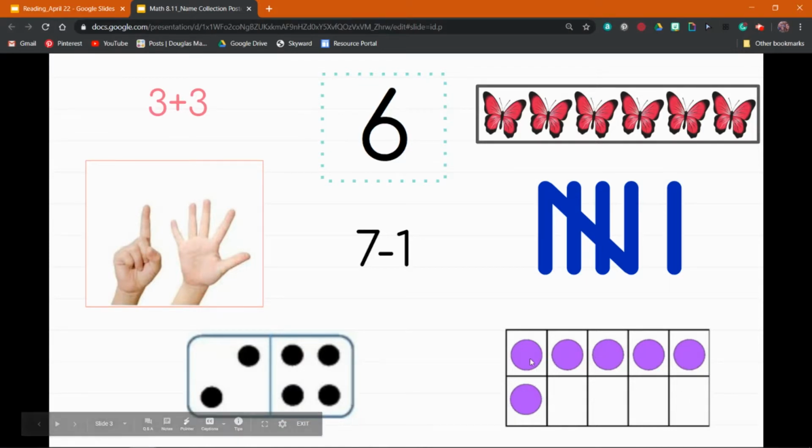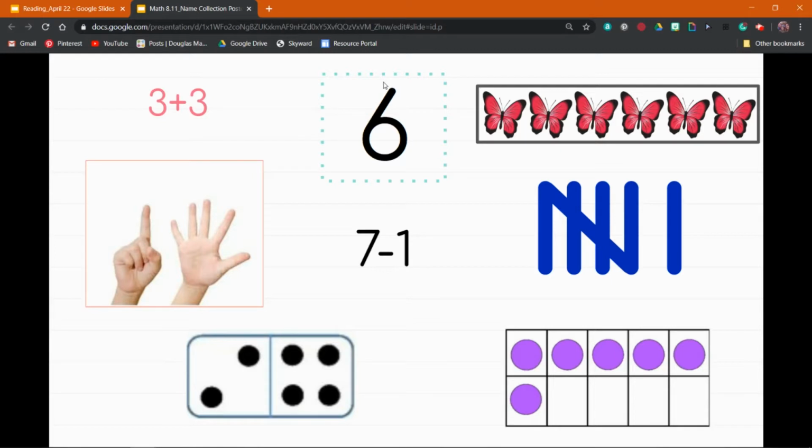Looking at the 10 frame down here with the purple dots in it, this is a 10 frame. It has 10 spaces. However, how many purple dots do you see in the 10 frame? You see 6. I also see tally marks. If I count each one of these, guess how many this is going to equal? 6. And the last thing I see here is a collection of butterflies. And how many of these do I see? 1, 2, 3, 4, 5, 6. 6. And then right in the middle here, I have the number 6. The 6 in the middle is showing me that all of these things are different names for this number in the middle, which is 6.